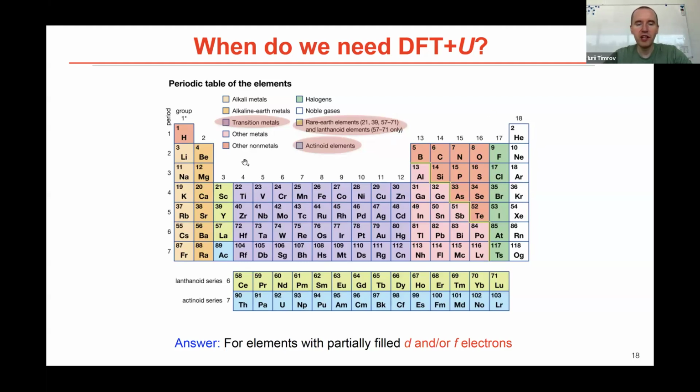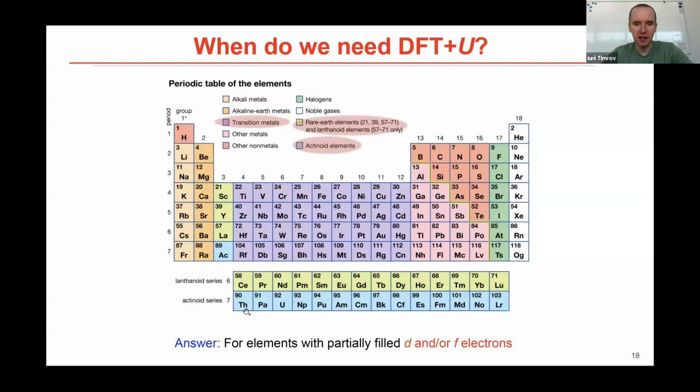We need DFT plus U when we work with transition metal elements, such as the third row, this row from titanium to zinc. Actually, for zinc we don't really use it, but this row and the next rows. This row is 3d, the next row 4d electrons, 5d, and so on. So whenever we have materials that contain these transition metal elements containing d electrons, we need DFT plus U in most cases.